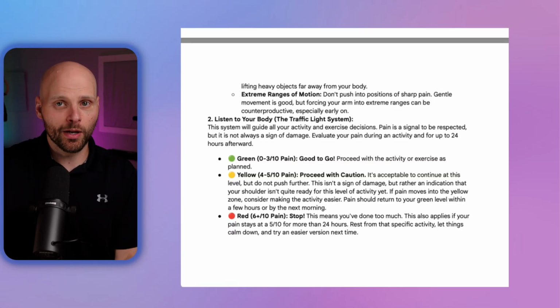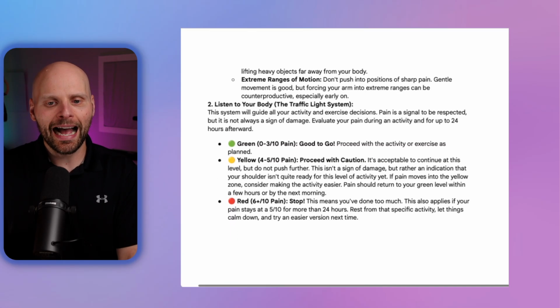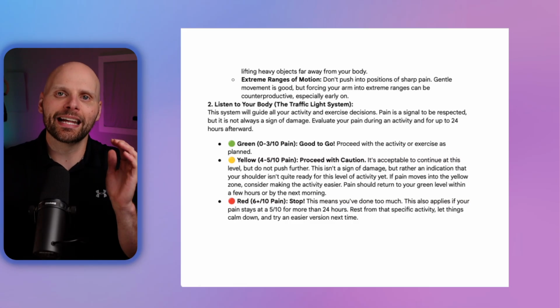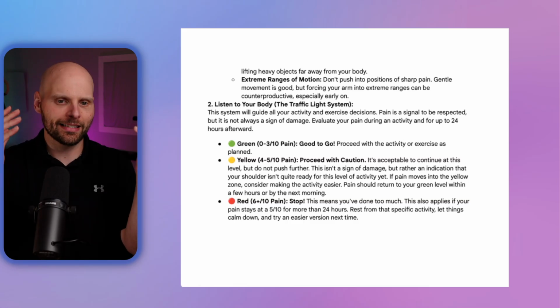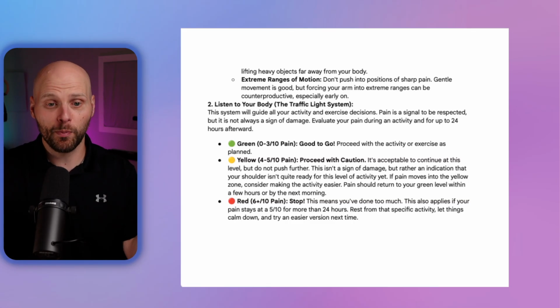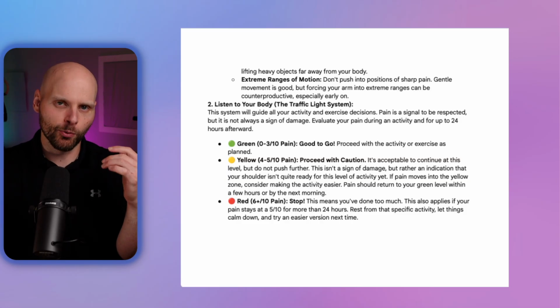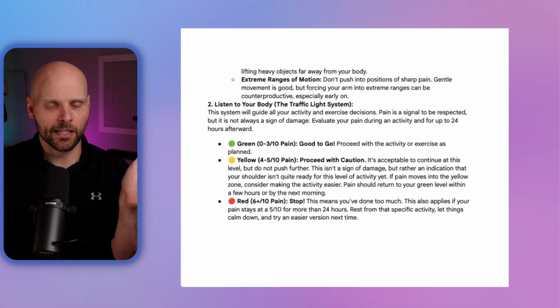And so this is going to help you customize your own program. I always tell people, on a scale of 0 to 10, how much pain are you having? You could have no pain, which would be wonderful. But 0 to 10, 10 being the worst pain you could ever imagine, and 0 meaning no pain.